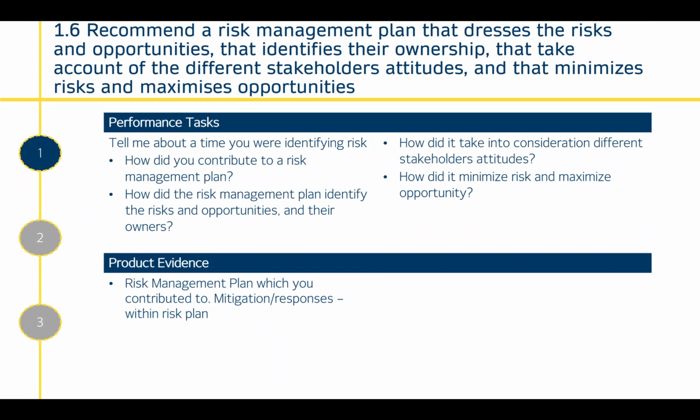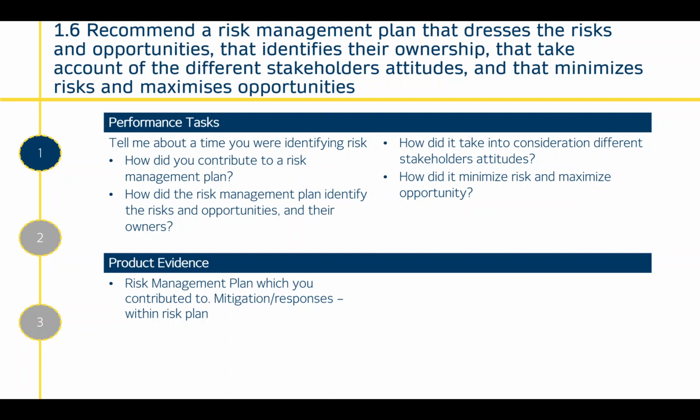1.6, recommend a risk management plan that addresses the risks and opportunities, that identifies their ownership, and takes account of the different stakeholders' attitudes, and it minimises risks and maximises opportunities. Quite simple, it is you then taking all of that work and analysis that you've done, and putting it together into a risk management plan that can be on project management software, or a Word document or PowerPoint, however you're formatting your plans for your organisation and for your project. But basically you bring it all together. It's very easy to put that into a holistic statement. I'd highly recommend, if you're putting evidence together, to do it holistically around this outcome.